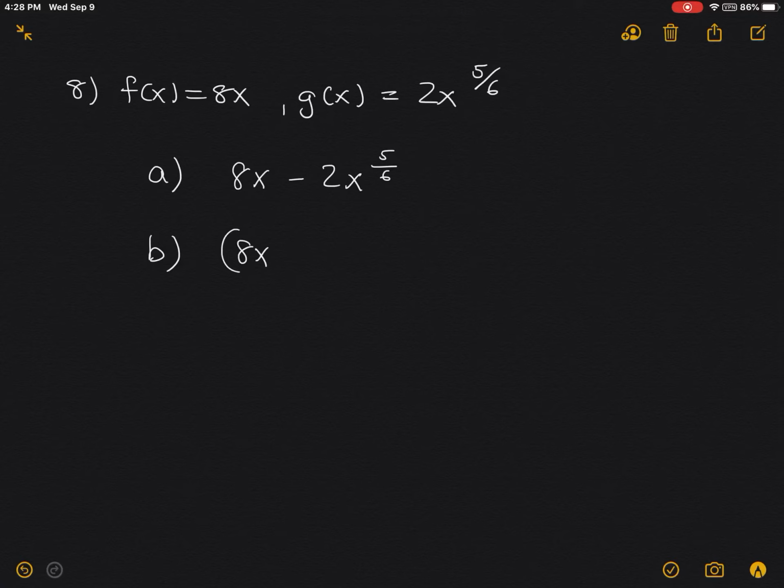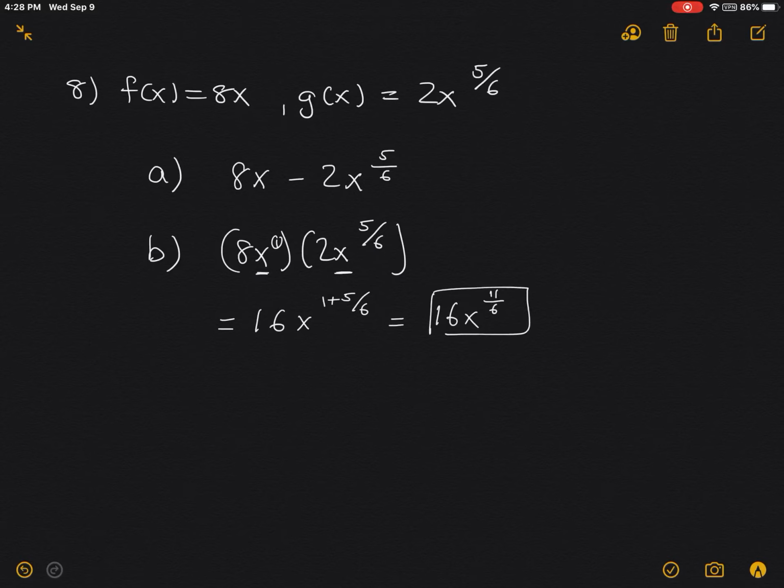Part B, you're just asked to multiply those two functions. This one you can simplify a little bit more. What do I mean by that? Well, you can multiply the coefficients. 8 times 2 is 16. But notice you have the same base, x times x to the 5 over 6. You simply add the exponents. This exponent right here is a 1, so you add it to 5 over 6, and you can simplify that to 16x to the 11 over 6. So that would be the final answer for this, the final answer to part B.